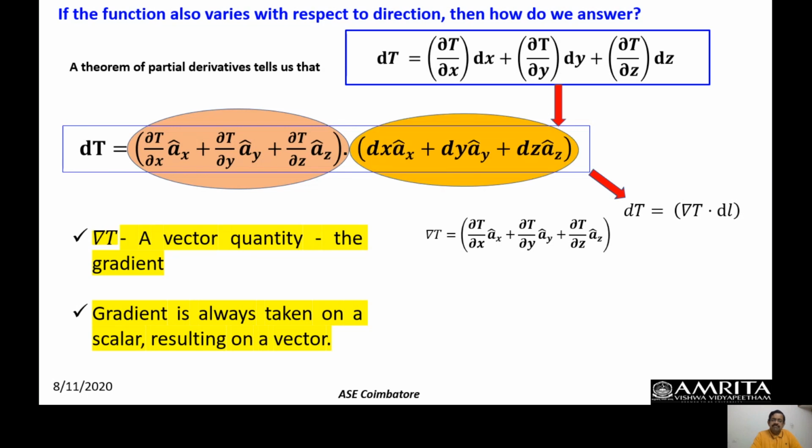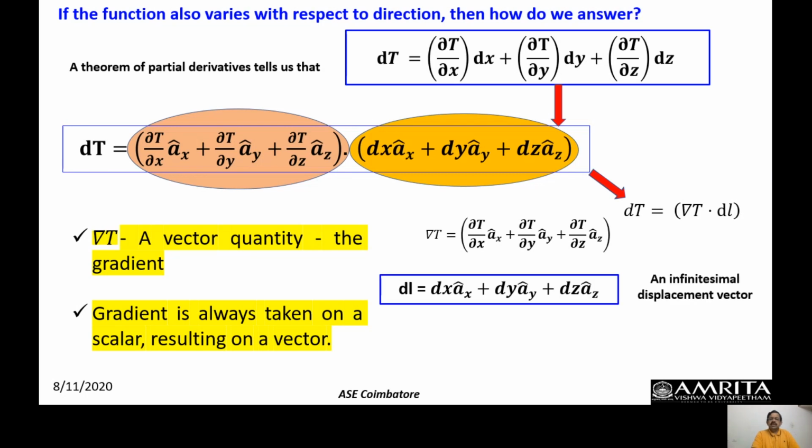Having said that, now look at the other term, dx Ax hat plus dy Ay hat plus dz Az hat. What is this term? This term is the infinitesimal displacement vector, which you are aware of because we talked about it in the previous class.